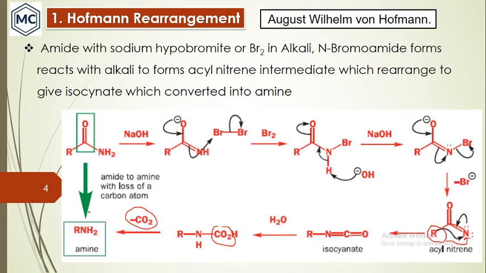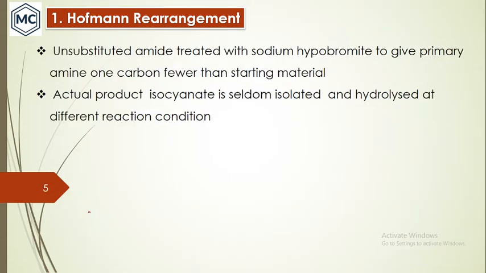That is the Hofmann reaction. Okay, the Hofmann reaction usually happens with unsubstituted amide treated with sodium hypobromite. It gives a primary amine with one carbon fewer than the starting material. And the actual product is actually isocyanate. It is seldom isolated, and it is hydrolyzed. It cannot be stable to hydrolysis, so it gets hydrolyzed under different reaction conditions.